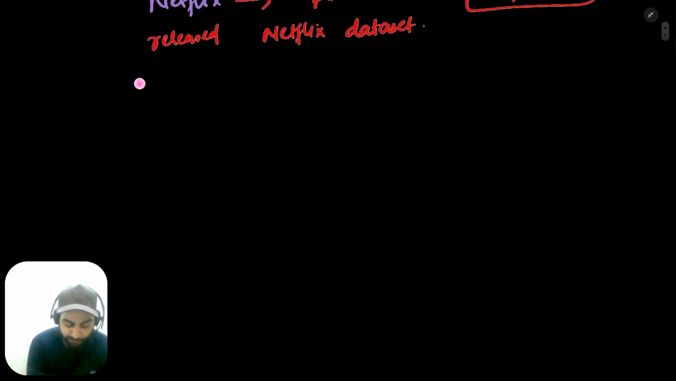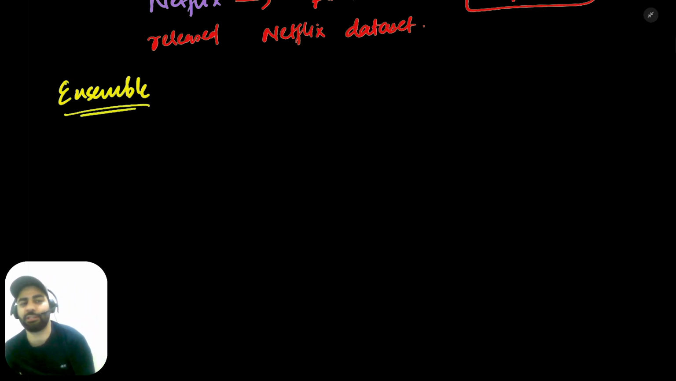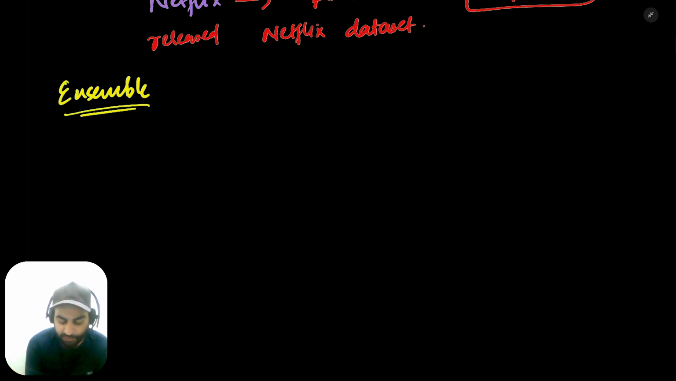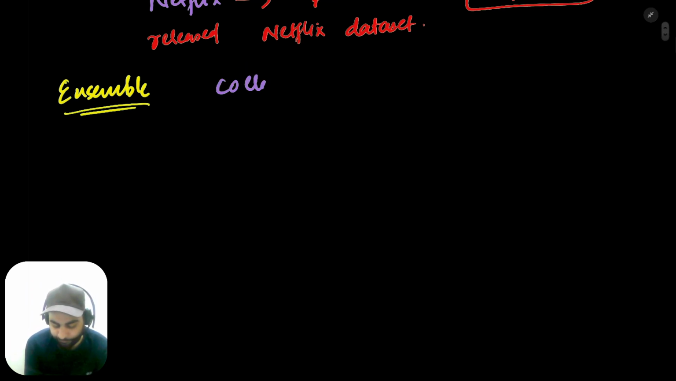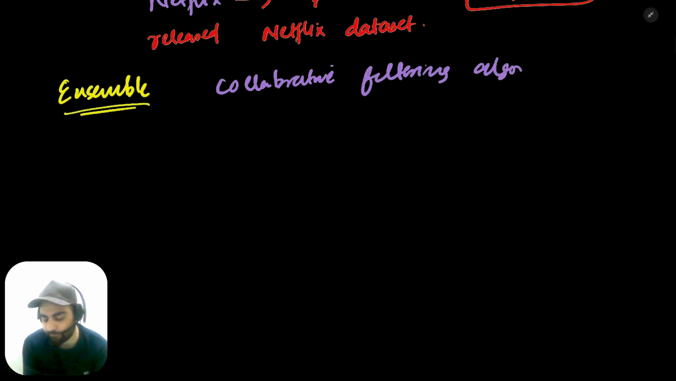Then there was a team who solved it. They named themselves Ensemble. This team came up with an algorithm they called a collaborative filtering algorithm. In this algorithm, they had an assumption that similar users will have similar preferences. That means if two users are somewhat similar, we'll recommend similar items to them.